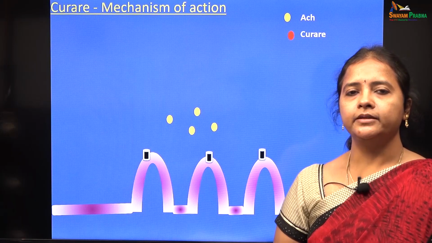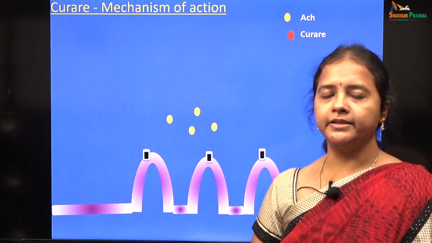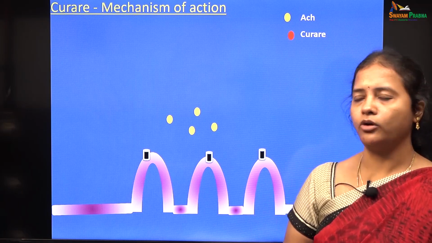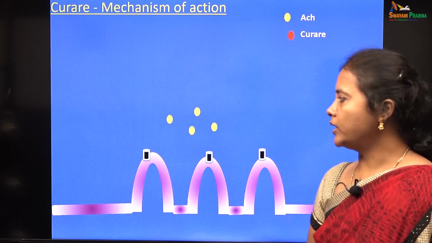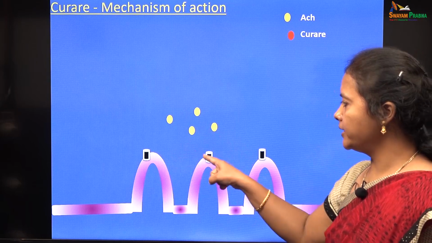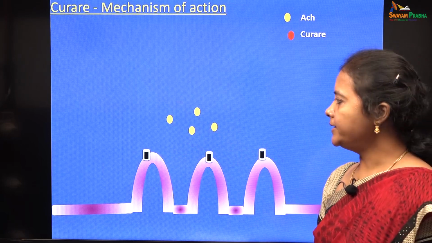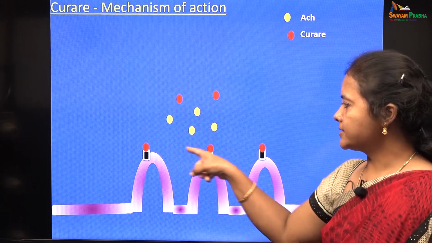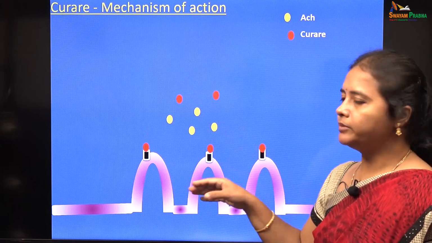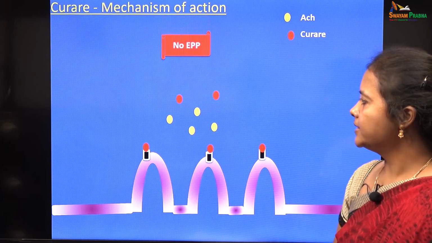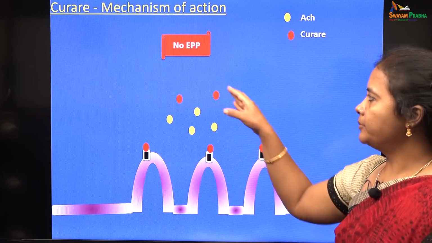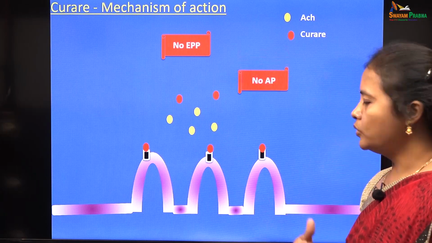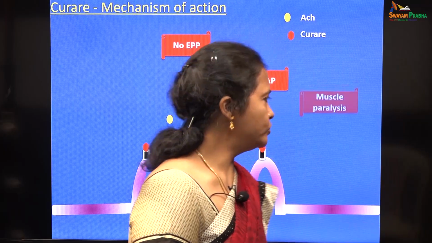Curare is a poison isolated from a plant genus called Strychnos, and this is a competitive inhibitor of acetylcholine. Acetylcholine generally should bind to the nicotinic acetylcholine receptors, but in the presence of curare, which has more affinity for the acetylcholine receptors, curare goes and binds to the nicotinic acetylcholine receptors, thereby blocking them. The blockage of receptors leads to no generation of end plate potential, so no action potential in the muscle, leading to muscle paralysis.